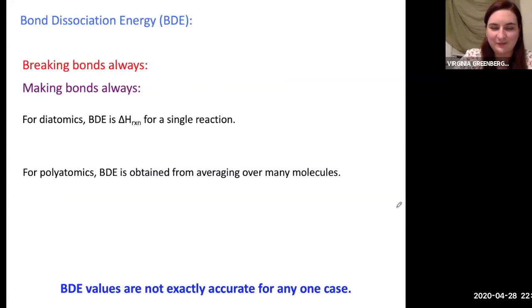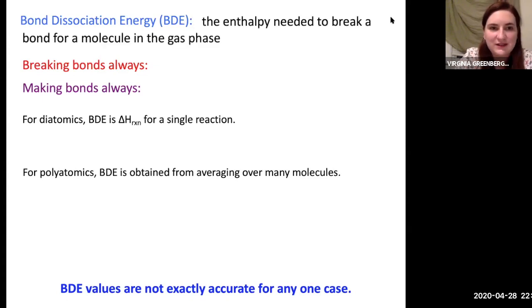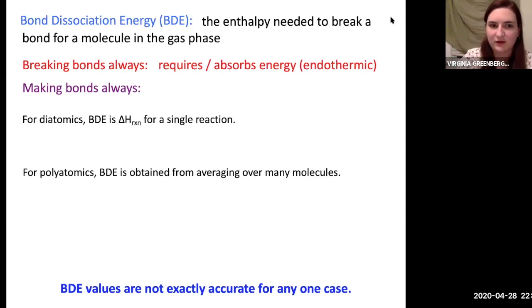Okay, so that brings us to our last topic of the semester, very last topic, which are bond dissociation energies. And we've referenced these before because we've talked about how single bonds generally will have a lower bond dissociation energy than double bonds due to having a smaller bond order. But the definition of bond dissociation energy is the enthalpy needed to break a bond for a molecule that's in the gas phase. And so breaking bonds is always going to require energy and be endothermic. We have to put in energy to pull two atoms apart. Whereas making bonds is always stabilizing. It's always exothermic and releases heat energy.